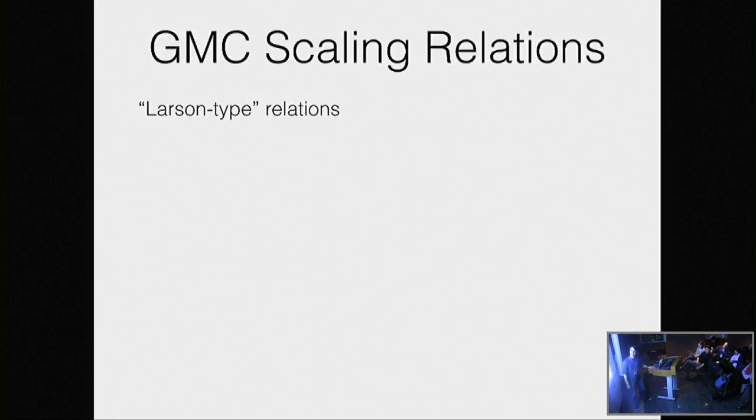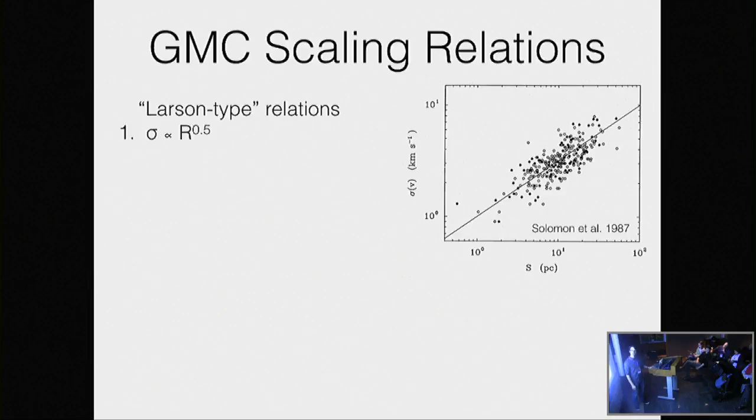So what do I mean by scaling relations? These are the well-known Larson relations, such as the scaling between the size and line width of a GMC, first shown by Larson in 1981 and studied many, many times since then. Here's an example from the 80s where you see on the x-axis the size and the line width on the y-axis, and a scaling exponent of about 0.5. And this is said to be consistent with a turbulent cascade of energies from large scales to small scales.